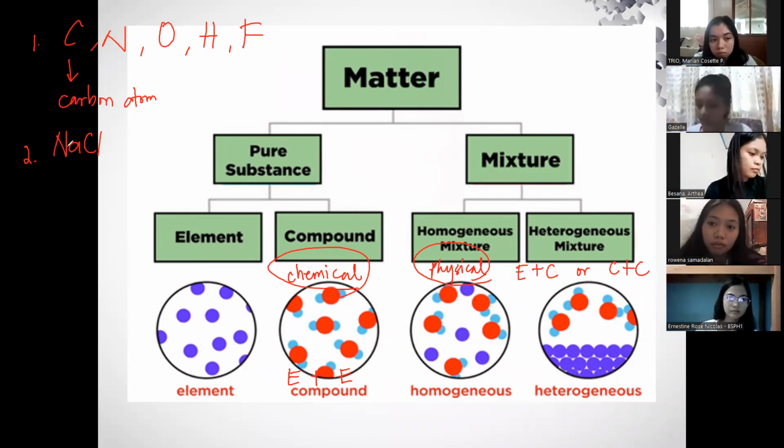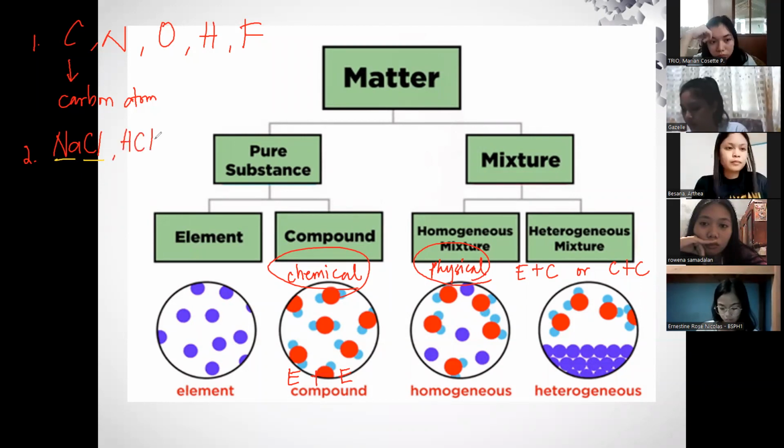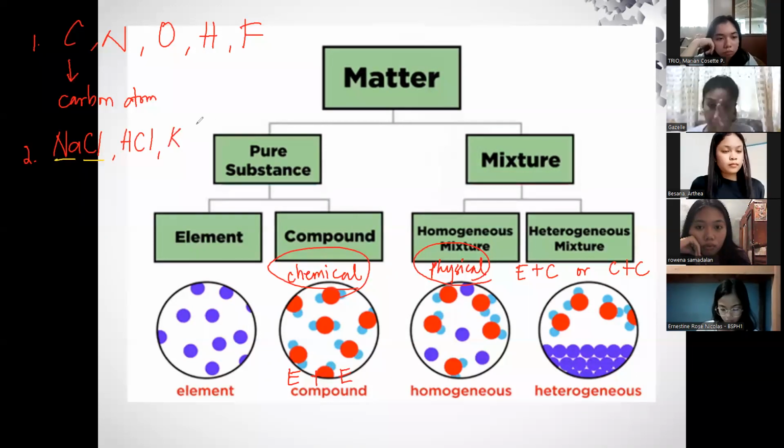So ano nakita nyo dito? One atom is combined to another atom. So we have sodium atom here combined to chloride atom. That forms the sodium chloride. And they are combined chemically with each other. So that's a compound. Tama din yung, ano pa yung sinabi niyo kanina? Hydrochloric acid. Tama ba? May nagsabing hydrochloric acid kanina, no? So hydrogen atom is combined chemically with the chloride atom.